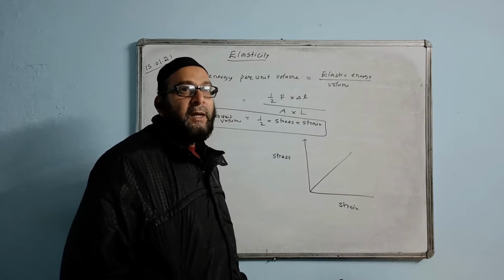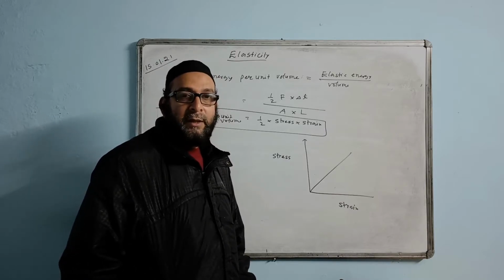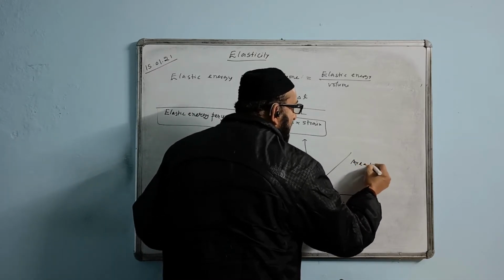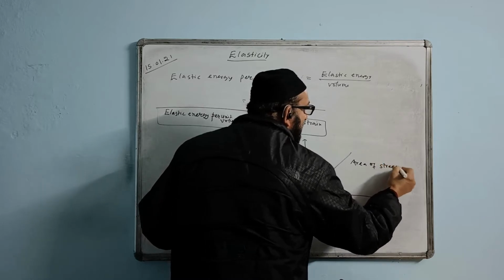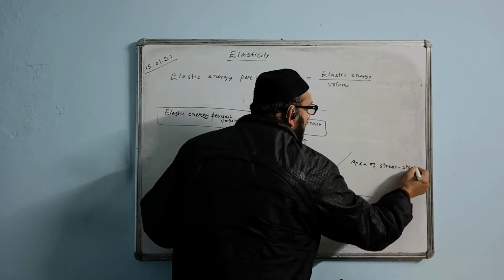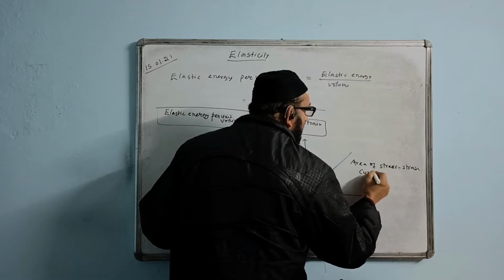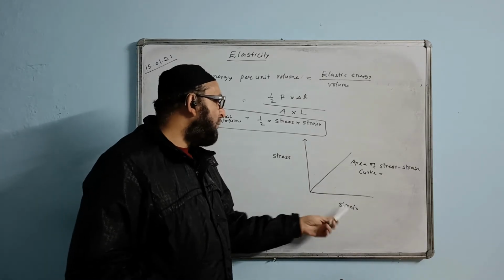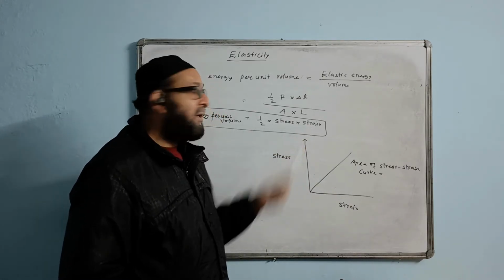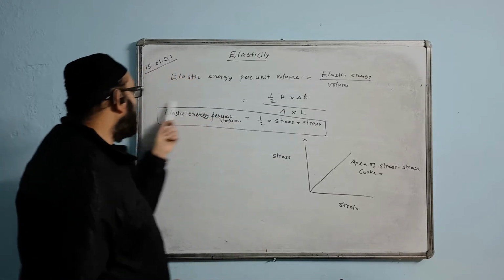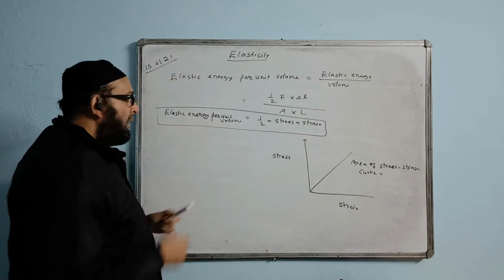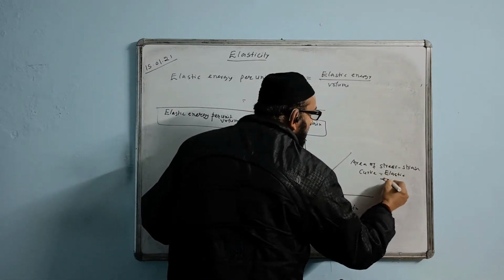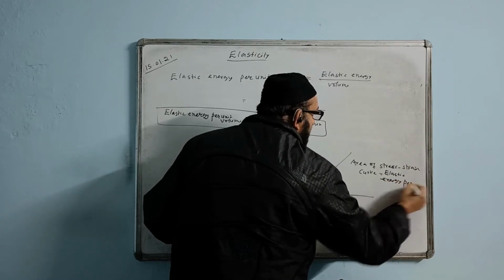If a question comes, what does the area of the stress-strain curve indicate? The area of the stress-strain curve, if you find the area here, will be half into base into height, that is half into stress into strain. And what will it represent? We get the elastic energy per unit volume.